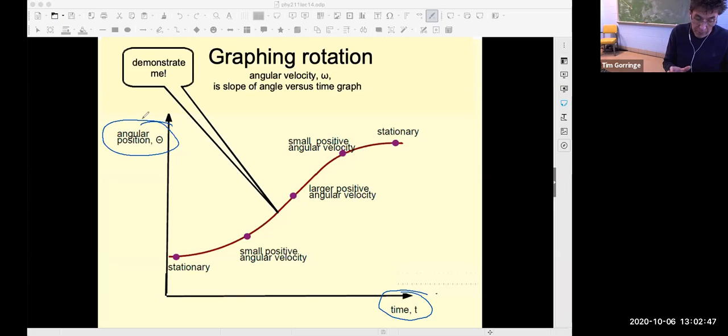So this resembles the graphs we were making before. It's not some magical new graph I'm making afresh. It's really a copycat graph of the graphs I made for straight line linear motion, but now I'm making it for rotational circular motion. Okay, so those are the axes.